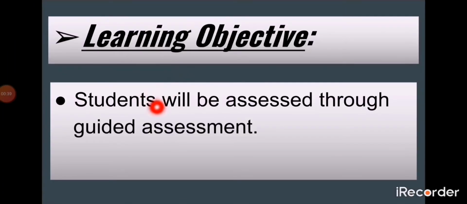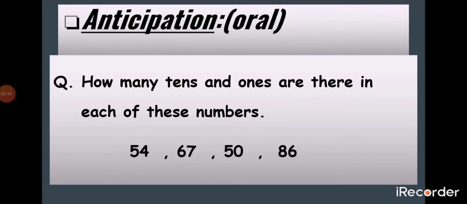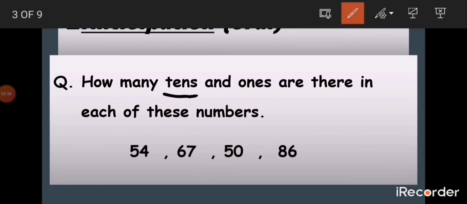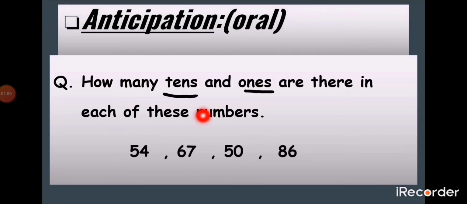Learning objective: students will be assessed through guided assessment. Now anticipation. Question: how many tens and ones are there in each of these numbers? Here are some 2-digit numbers and you will find out tens and ones in each number. Tens and ones. So get ready. Look at the first number, it is 54.